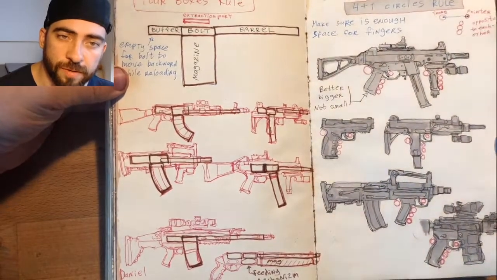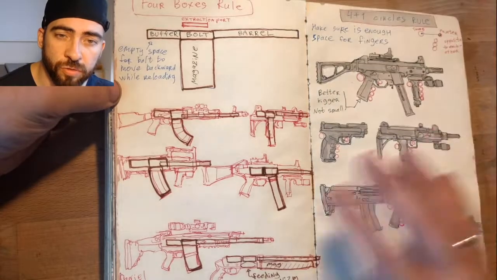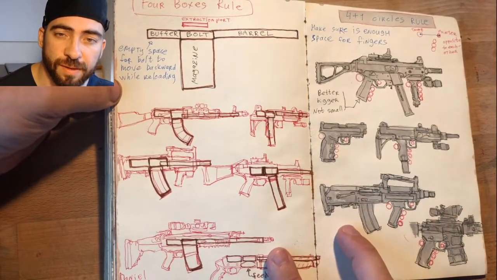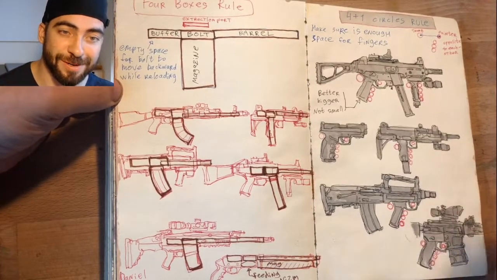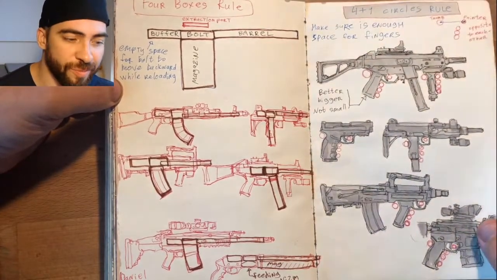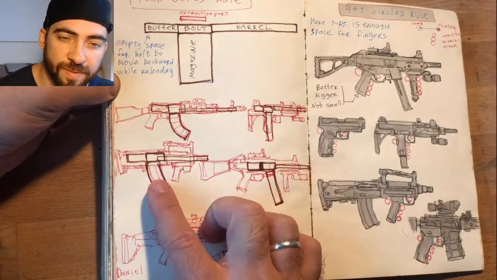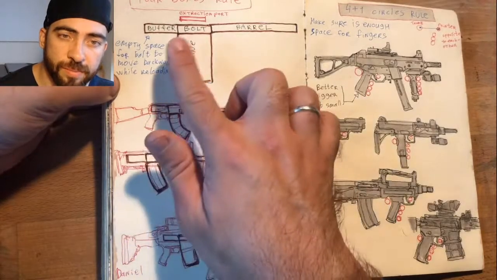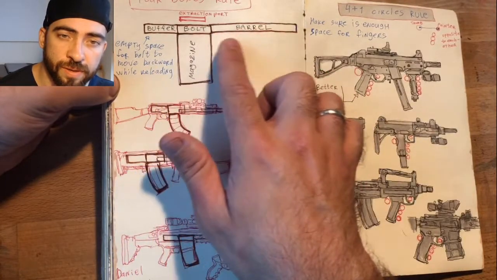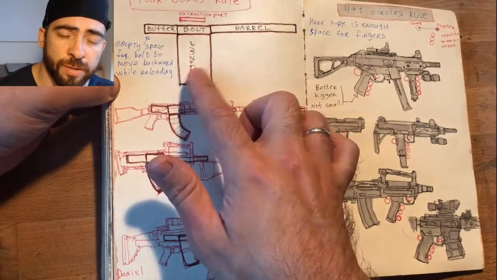Here I found a tutorial about drawing guns, with two important pieces of advice. I found the tutorial on ArtStation. I will also put a link to this tutorial in the description of this video. So here is one tip, about having 4 basic, essential elements. It's barrel, bolt, buffer, and magazine.